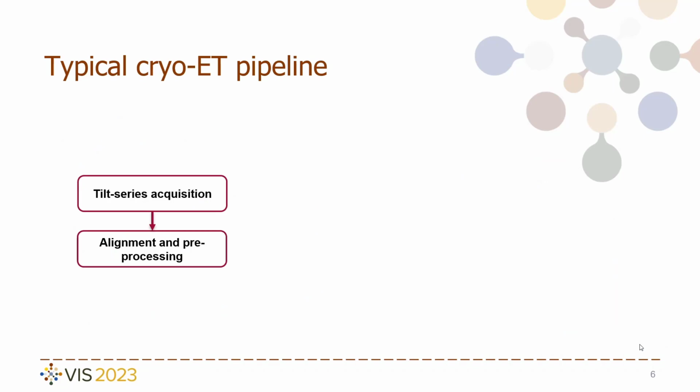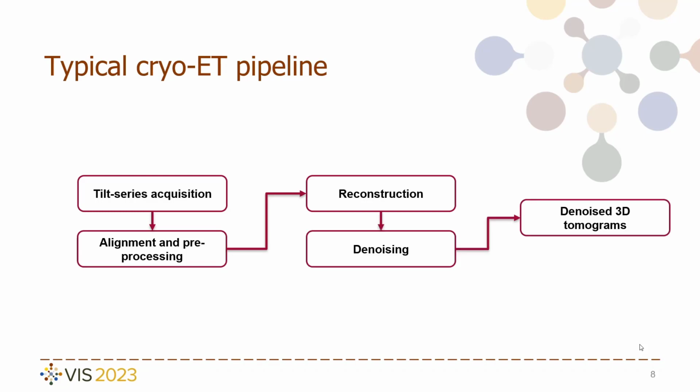It starts with the acquisition and pre-processing of the tilt series, which is used to create a 3D volume through tomographic reconstruction. Finally, denoising techniques are applied in order to obtain tomograms that can be used by the domain experts.